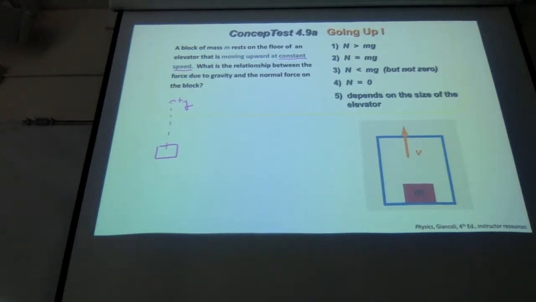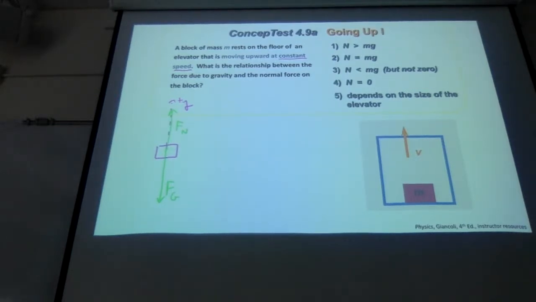Oh, let's go with this color. We'll just make things interesting today. Ooh, gravity. What's another force that's acting on the block? The normal force. It's resting on the floor of the elevator, and that's supporting it, right? And keep in mind, normal forces are perpendicular to a surface, so we have a normal force in this direction.